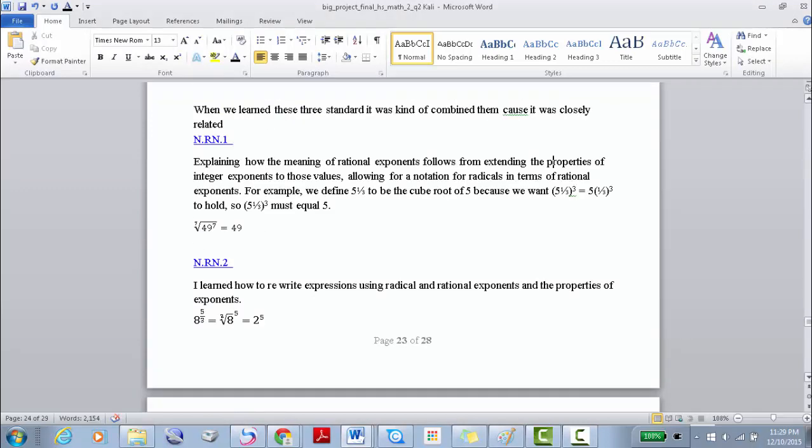The next standard is N-RN-2. In this standard, I learned how to rewrite expressions using radicals and rational exponents and the properties of exponents. So 5 over 3 equals 2 square root of 8 to the power of 5 equals 2 to the power of 5.